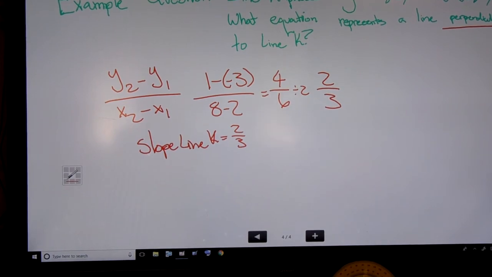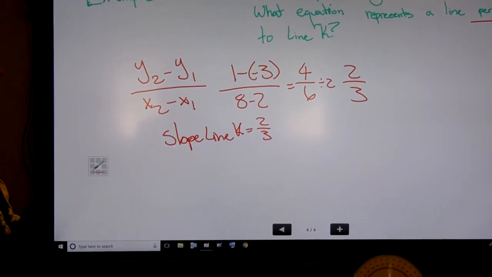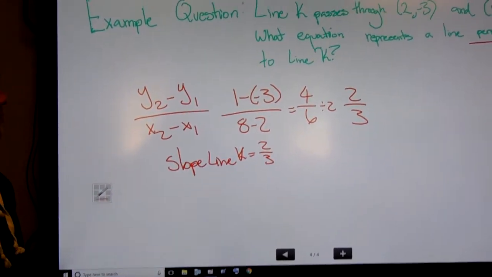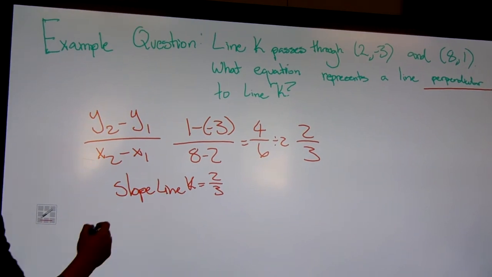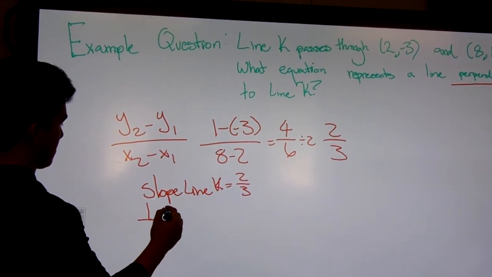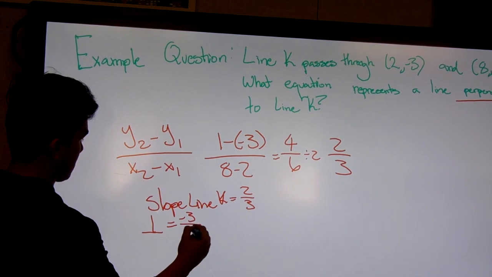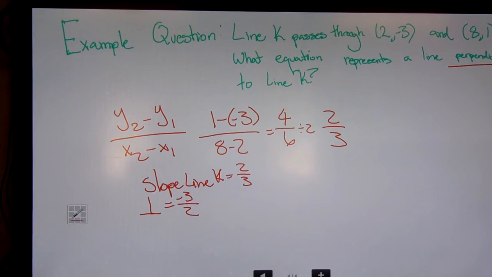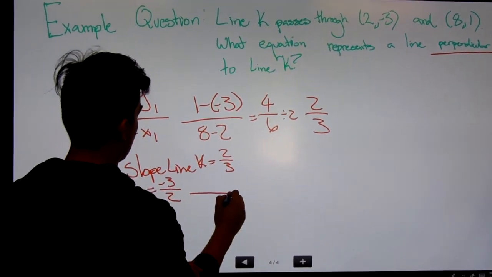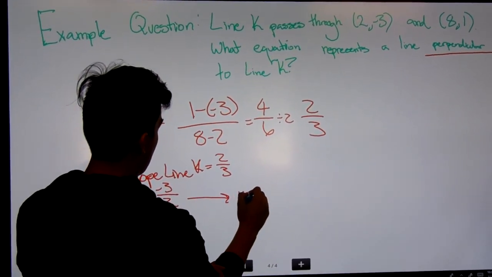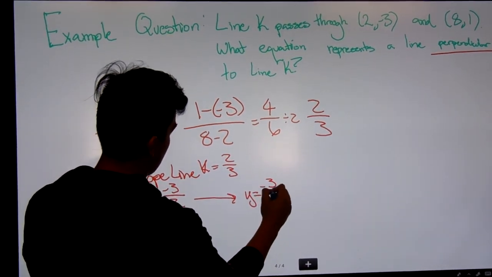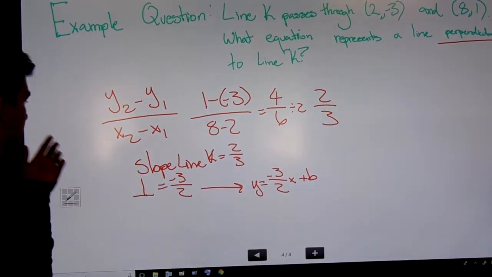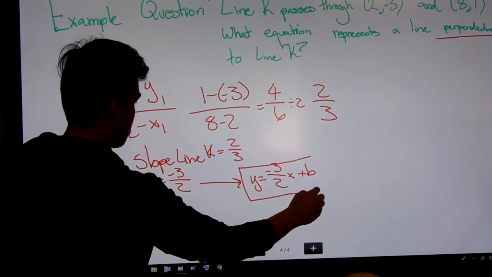And a perpendicular line to line K's slope would equal -3/2. But the question's asking for the equation, so we plug it into our y equals mx plus b format, and we get y equals -3/2 x plus b. And that's our answer. No, it's not.